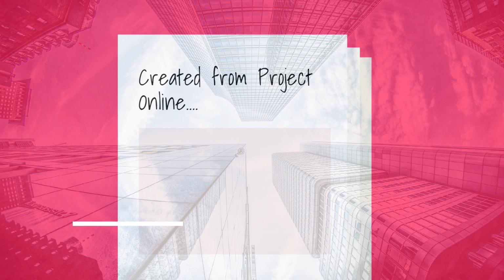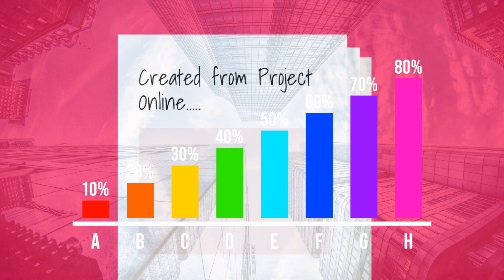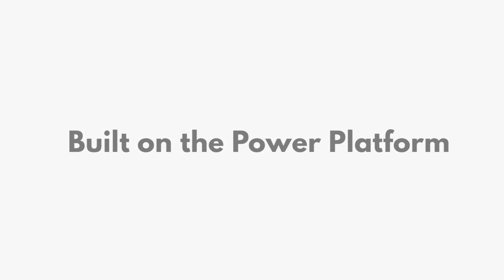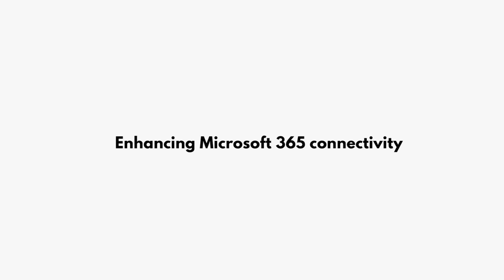The third tool is Project for the Web, which was created from Project Online with a tested scheduling engine, but moved over to the Power Platform to enhance user experience, fully integrating Microsoft 365. Project for the Web was built on the Power Platform with a modern dynamic experience enhancing Microsoft 365 connectivity.